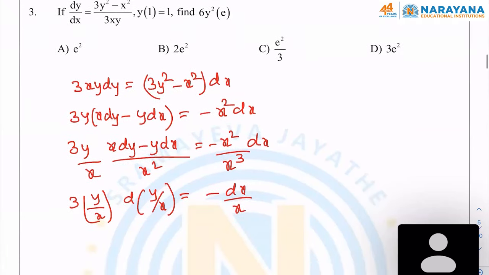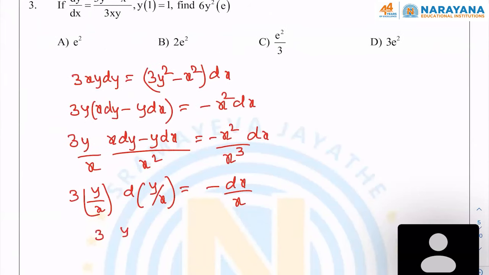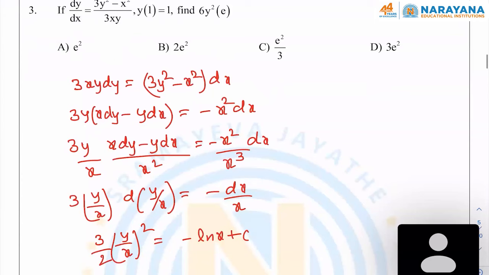So the value of the left hand side is equal to 3 into (y by x) whole square by 2, since the integration of f of x into f dash x is equal to f square x by 2. So here I am integrating both sides. So I am getting 3 by 2 into (y by x) whole square is equal to minus ln x plus c. Now I want to find the integrating constant.